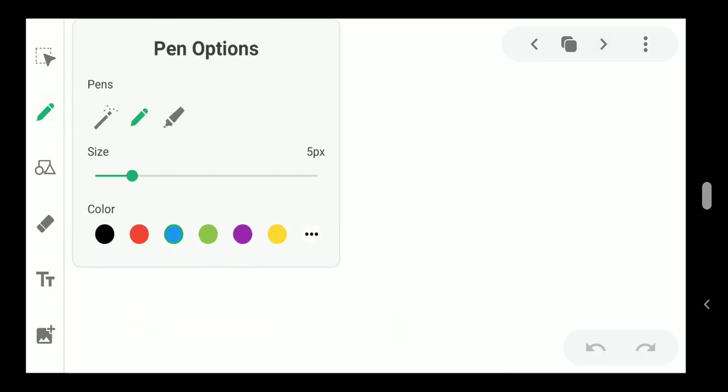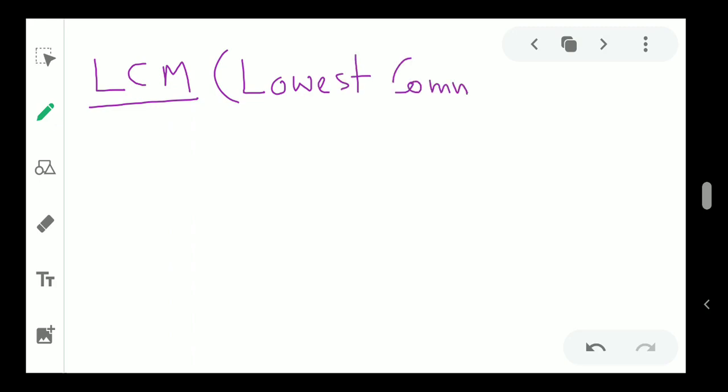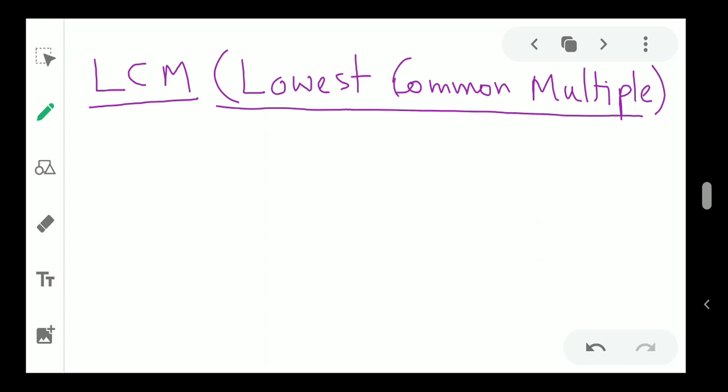One more term will come to you, and that will also be very important in your study, that is LCM. The full form is lowest common multiple. Now before we go into this, we must know what a multiple is, because we have learned about factors. So what is a multiple?